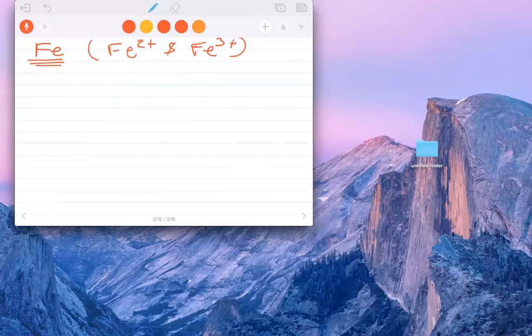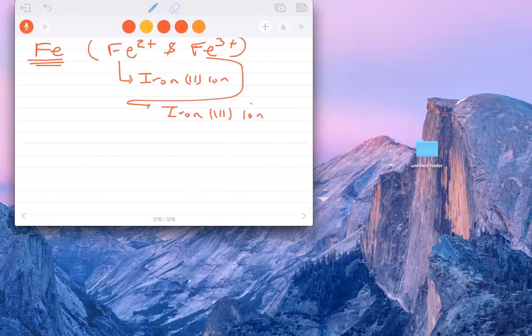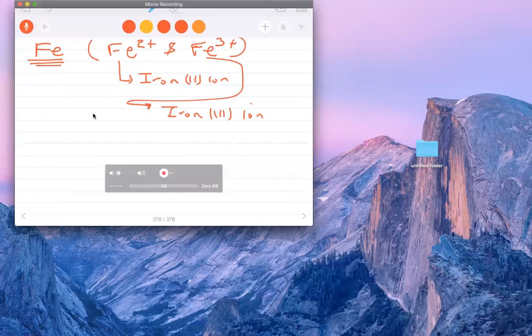To identify which one you are dealing with, you have to look at the chemical formula of the compound given. For example, knowing that this is iron 2 ion, and this is iron 3 ion. All right, so we should know how to name the two particles. Those exist. Now, how will I know which one is which?